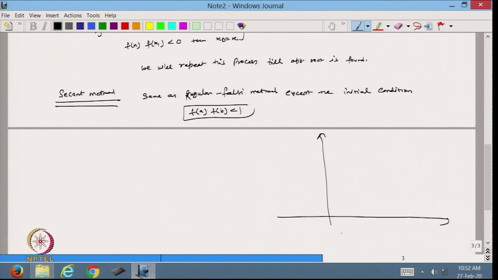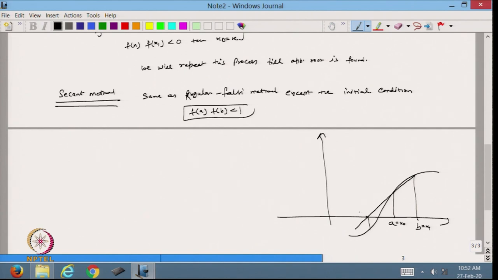Suppose I have a function like this, and suppose I take a value of a and another value of b, and I do not care whether a and b are of opposite sign. In the Regula-Falsi I was taking my a here and b here so that they had opposite sign, but in this case it does not matter. So, what I do is find the secant, and check where it cuts the x axis. This is the place where it cuts the x axis.